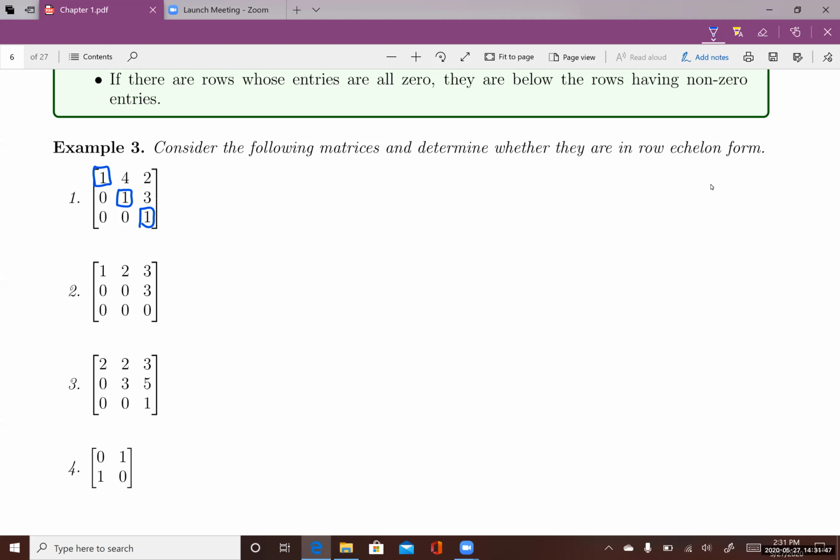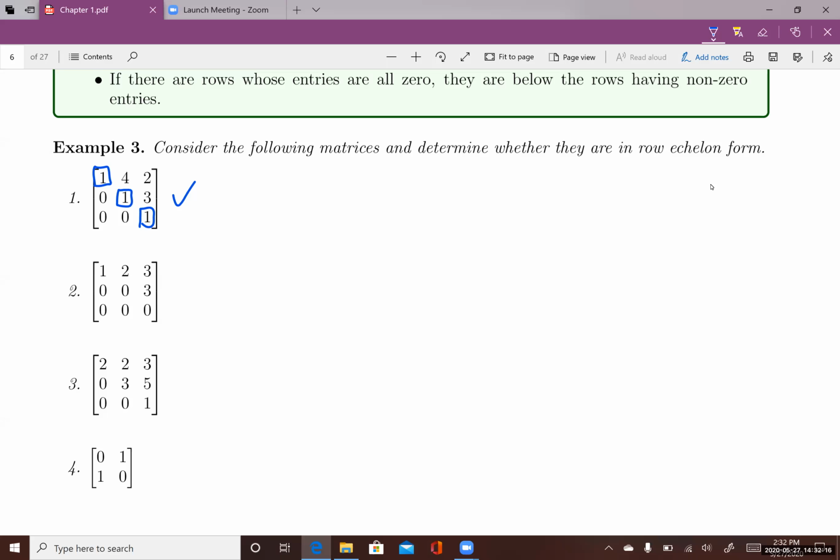For the second condition, we see that the second row has more leading zero entries than the first row, and the third row has more leading zero entries compared to the second row. So the second condition is satisfied. The third condition is if you have any zero rows, they have to be at the bottom, which we don't have here. So yes, it's in row echelon form.